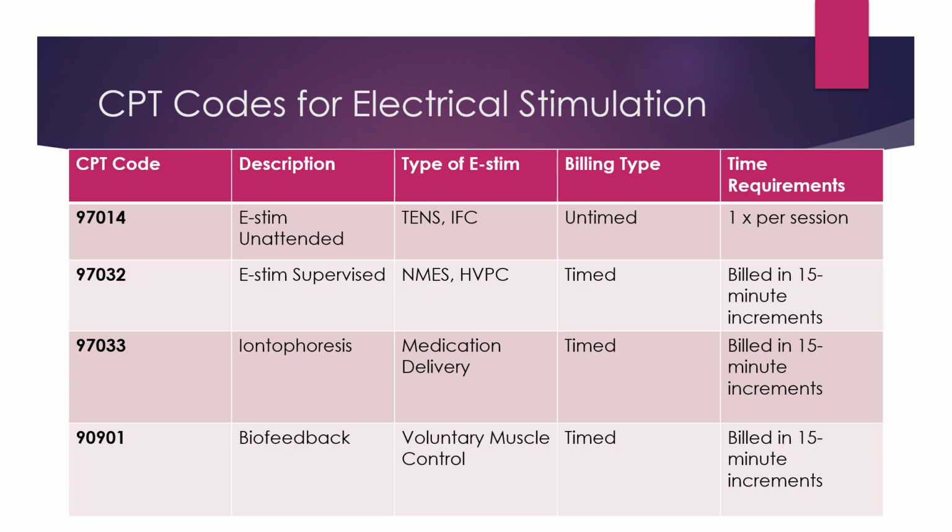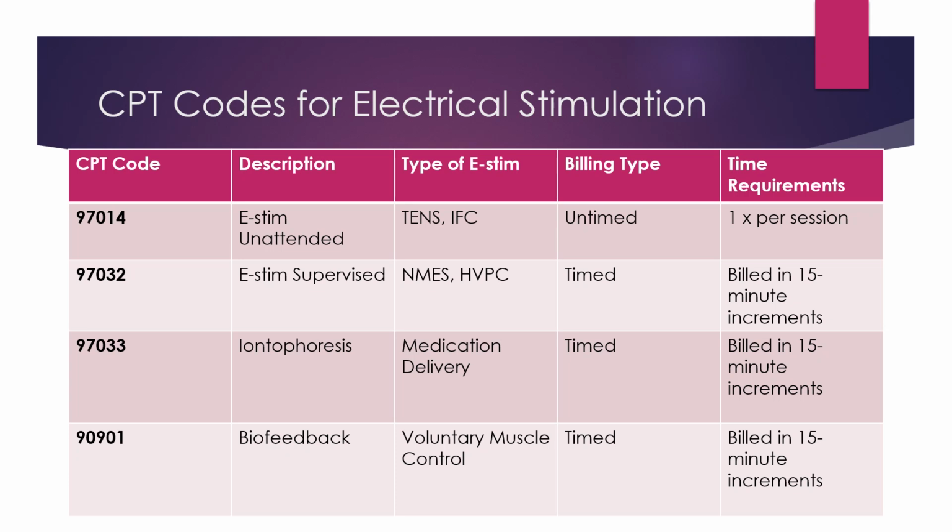So NMES, Russian, high volt pulse current. This is going to be a timed unit, billed in 15-minute increments. You should be there the entire time for this modality. So just an example, if we're treating somebody with, let's say, quadriceps weakness, we need to be there during the on cycle for that 10-second long contraction. We need to be giving them tactile cues, tapping the muscle belly. We need to be supervising that activity, okay? So a little bit different than the unattended E-Stim, which is mainly for pain modulation.